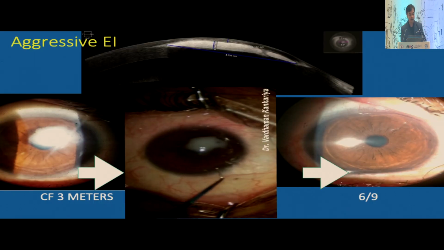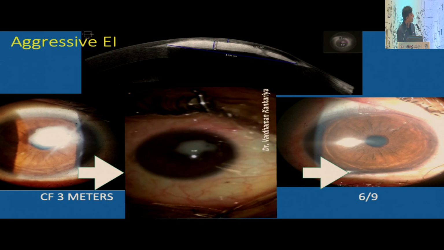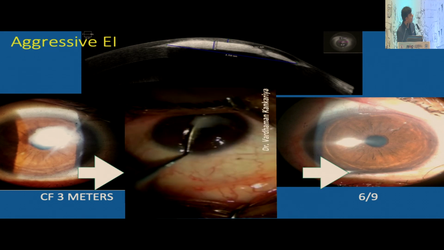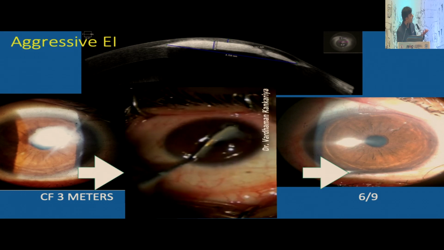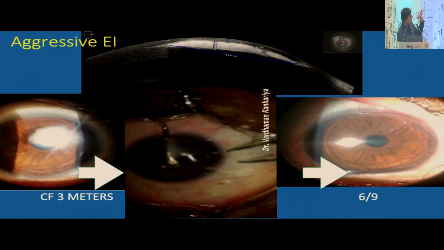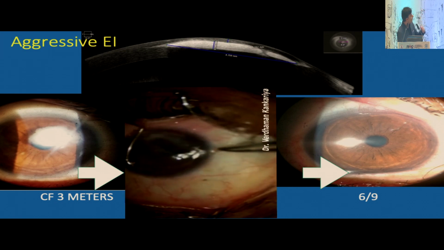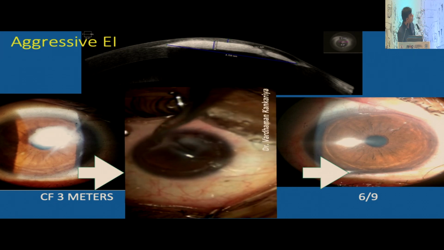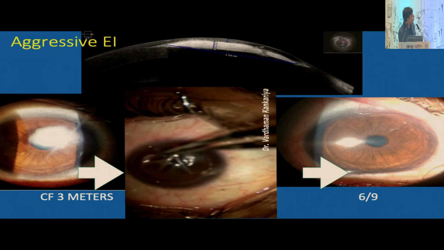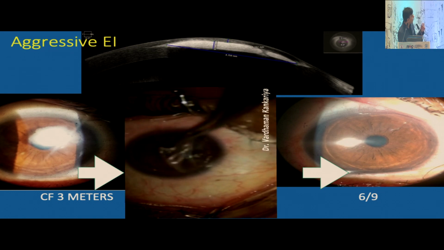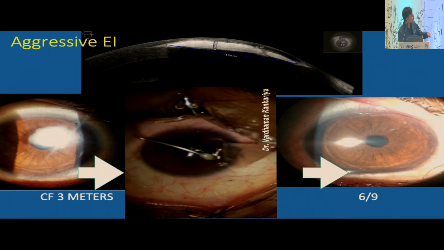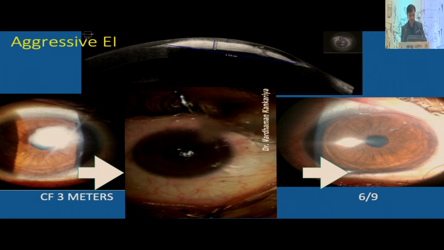This is another case that was referred to us about 4 years back, and you can see there is a huge amount of epithelial ingrowth. The patient had already received 3 epithelial ingrowth treatments in the form of flap lift and scraping using mitomycin C, and so on and so forth. There was already a lot of thinning over the epithelial ingrowth on the flap, and there was a flap melt in place. So again in this case, we had to go back and excise this flap, do a flap amputation, apply a bit of mitomycin C and a very narrow amount of PTK of 10 micron, and you can see from the preoperative 3 meters the patient improved to 6/9 by this approach.